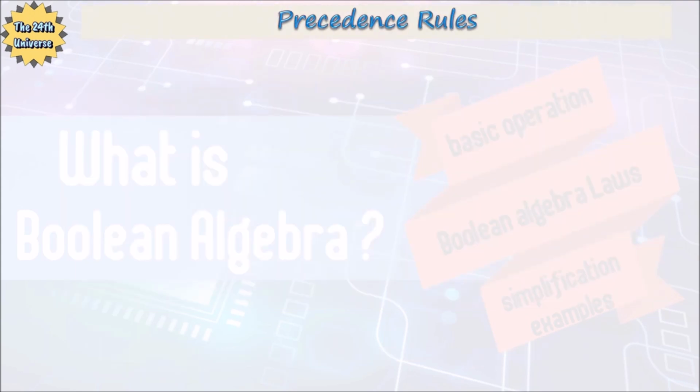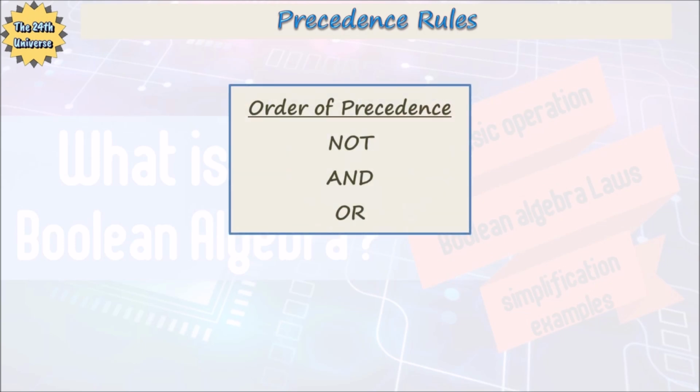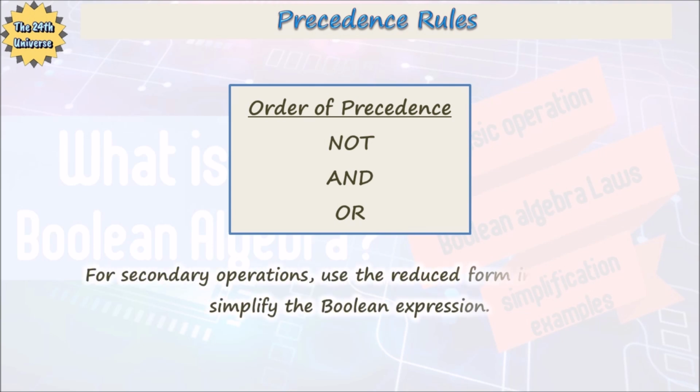Precedence rules. When used in expressions, the operators are applied according to the precedence rules. This is the table showing the order of precedence for the basic operations. Not is evaluated first, then and is evaluated, and the last comes the or. For secondary operations, I suggest you use the reduced form in order to simplify the Boolean expressions.